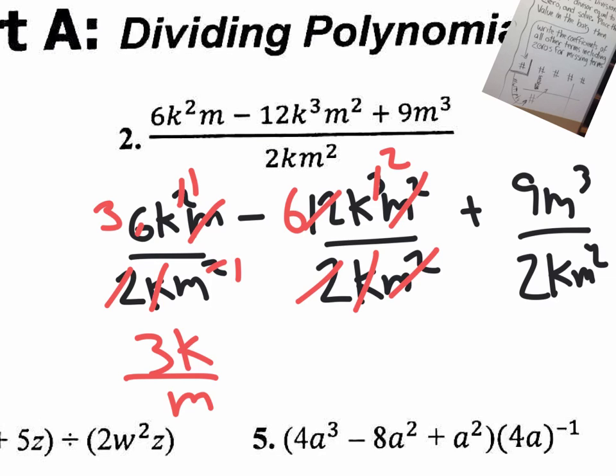So the second fraction will be a minus. You'll have a 6 up on top, a k squared up on top, and nothing left on the bottom, right? So you don't need to put anything. You can put a 1 if you want, or you could just leave it 6k squared.